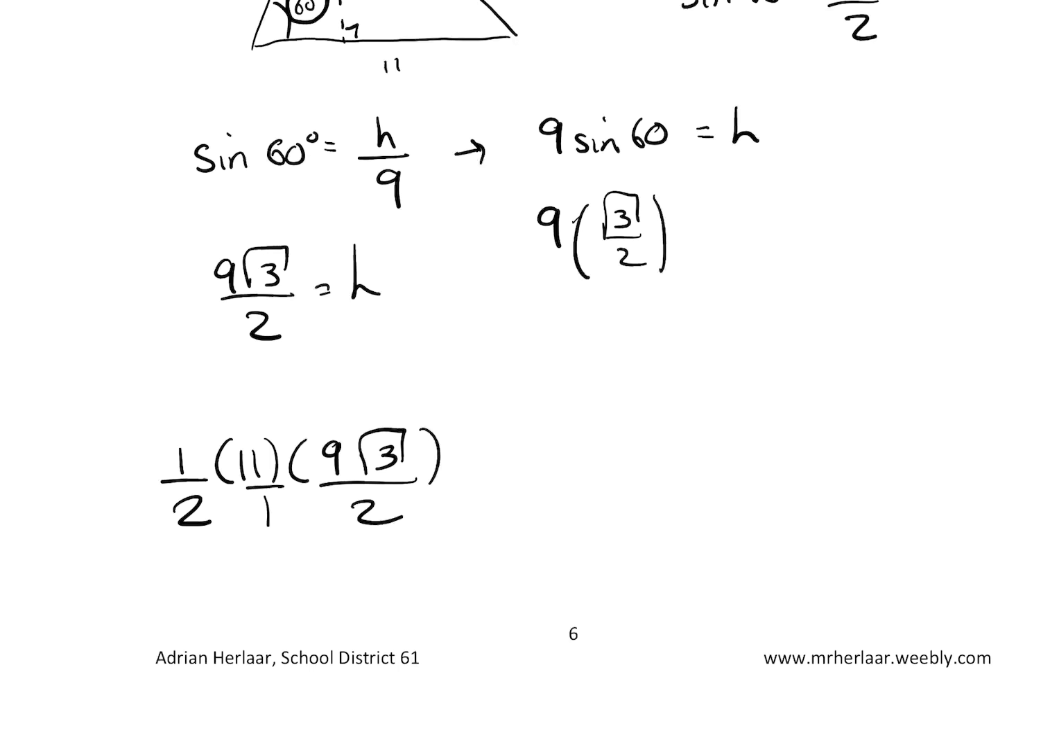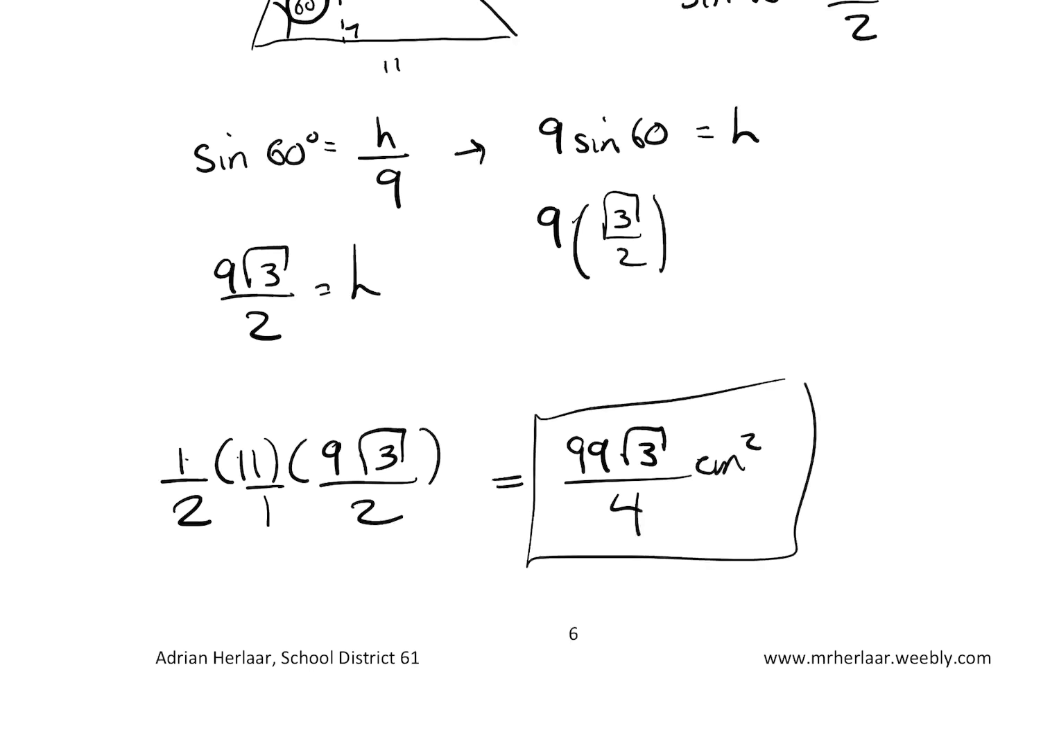If it helps, it's 11 over 1. And you're multiplying all of this together. So 1 times 11 times 9, 99 root 3 over 4. Can't simplify it because 4 is only divisible by 2 and 99 isn't. Centimeters squared. That is an exact solution. There's no decimals to it. You're not cutting off a non-repeating, non-terminating, infinite decimal expansion. You're good to go.